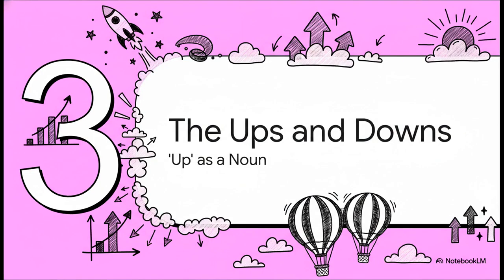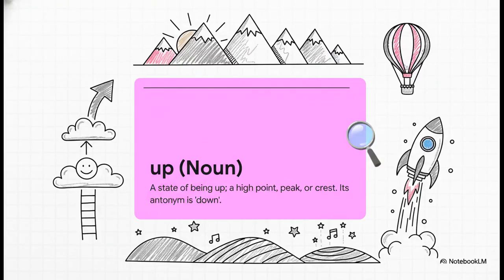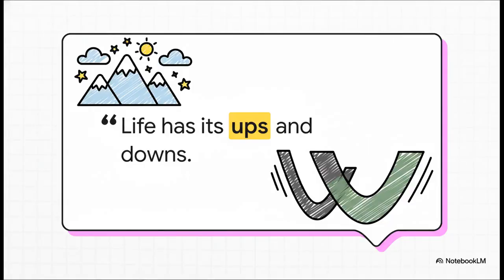Okay, so we've seen up describe a place and a feeling, but it can also be a thing. Believe it or not, up can function as a noun. As a noun, an up is a high point, a peak, a period of success or happiness. It's the good time that gives the bad time some contrast. And of course, there's the classic phrase we all know, life has its ups and downs. In this case, the ups are real things, the high points on our journey through life.